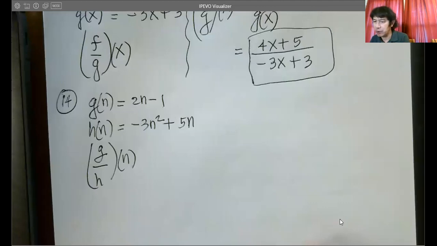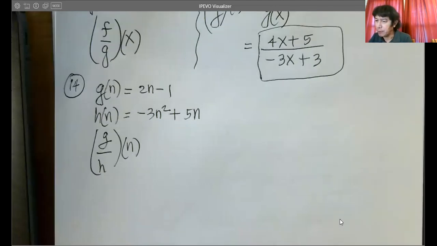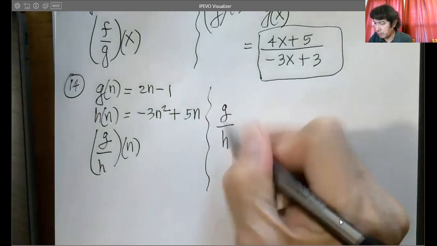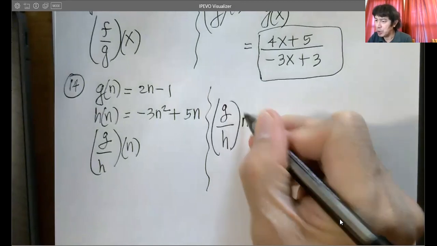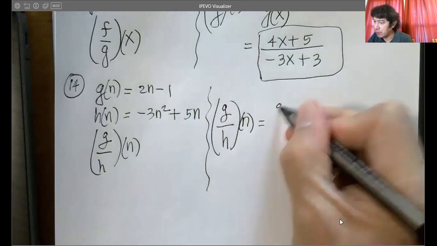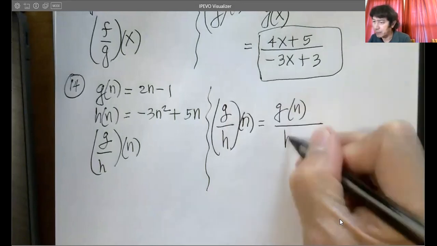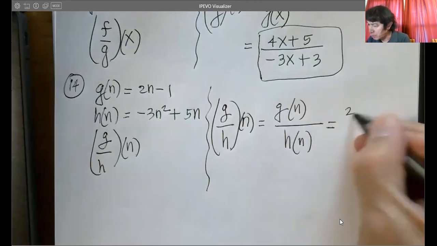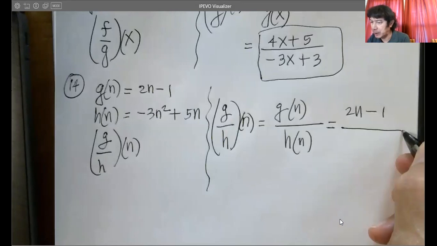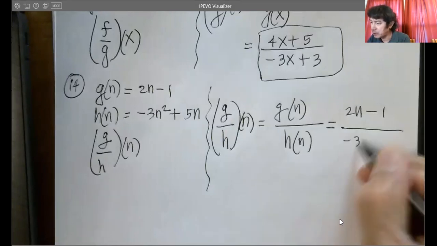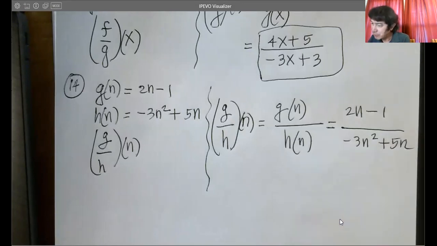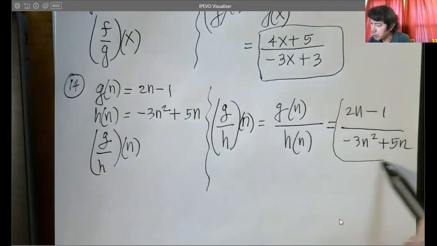Okay, here's number 14. We're asked to get g divided by h of n. This is simply g of n over h of n. And this is just equal to 2n minus 1 over, all right, put the h function at the divisor, so negative 3n squared plus 5n. There. And that should be it. This will be the required quotient.